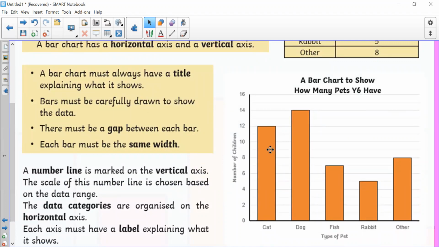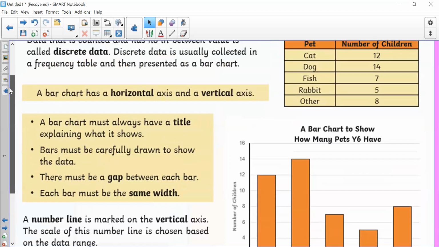Bars must be carefully drawn to show the data. There must be a gap between each bar. Each bar must be the same width. A number line is marked on the vertical axis. The scale of this number line is chosen based on the data range. So based on how many people or things in total you're counting. The data categories are organised on the horizontal axis. Each axis must have a label explaining what it shows.